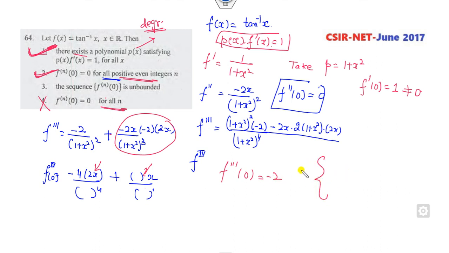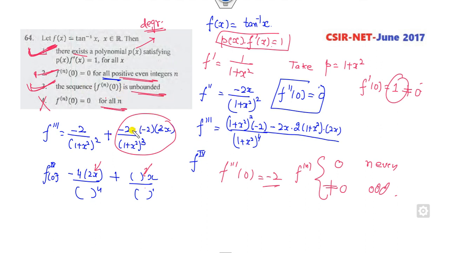So what is the meaning of that? The nth derivative will be 0 when n is even, and non-zero when n is odd. And the values for odd n are 1, minus 2, and so on, so it is unbounded. It's a correct statement because it is unbounded. So A, B and C are the correct answers of the problem.